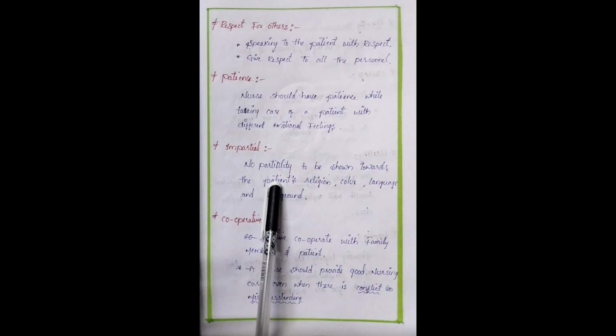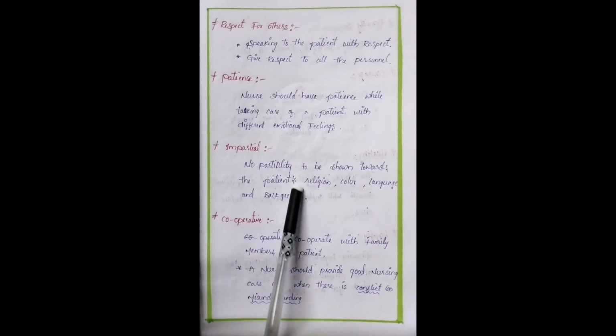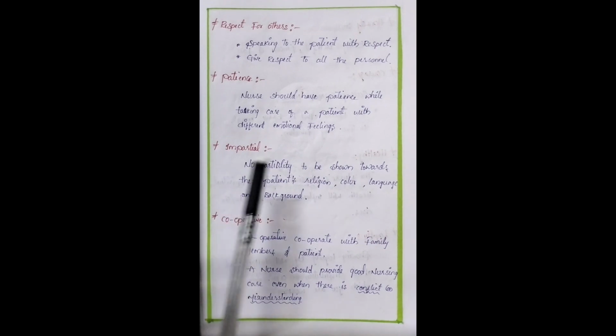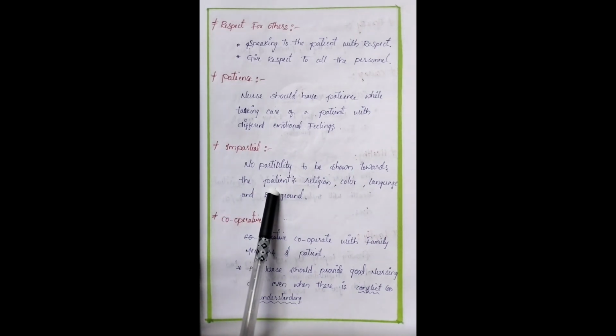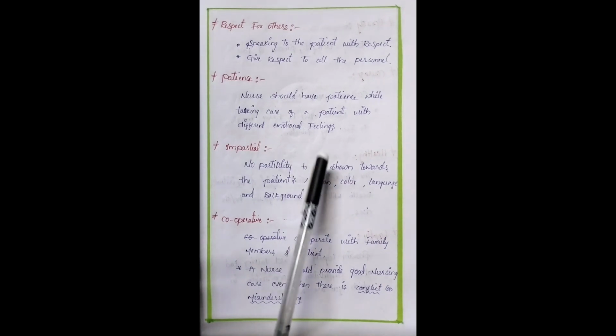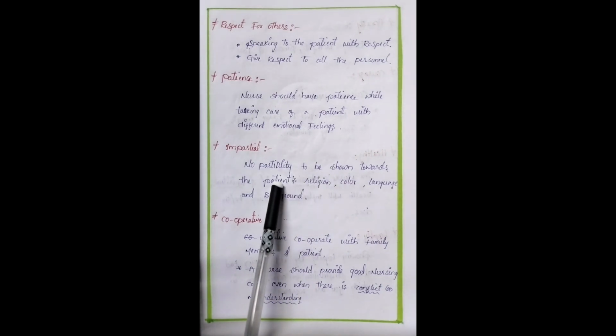Next, impartial. A nurse should not show partiality against religion, color, language, or people. A nurse should not show partiality towards rich people and be unfair to poor people. A nurse should not be partial.